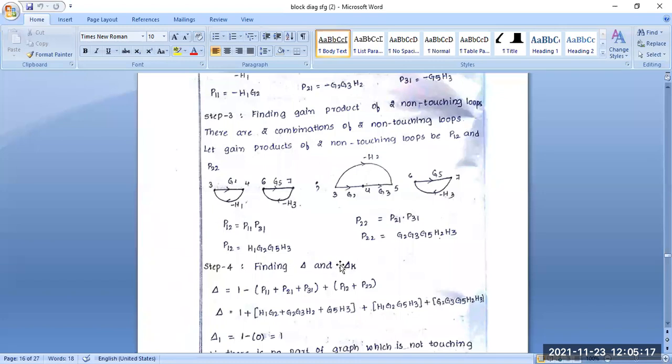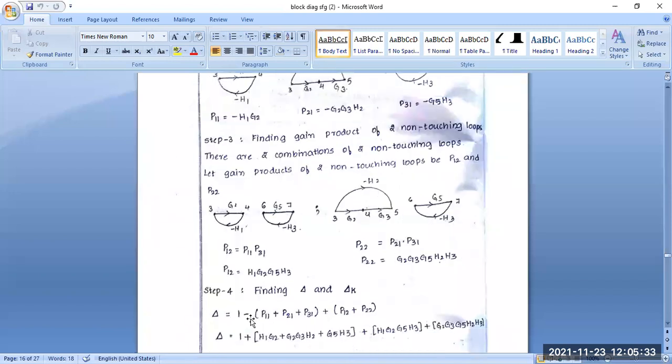Next, step 4, finding the value of the delta and delta K. So we have to know the delta and delta K. So what is the delta? Delta is 1 minus, here different loops are present, that is P11 plus P21 plus P31. So these three loops are present. So delta equals 1 minus within bracket P11 plus P21 plus P31, plus after that the two non-touching loops, which are P12 and P22. It is clear all of you?